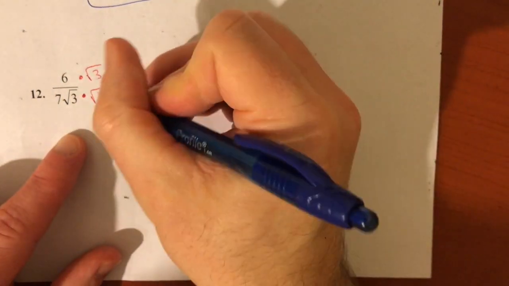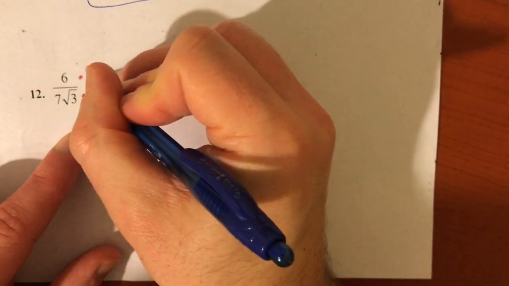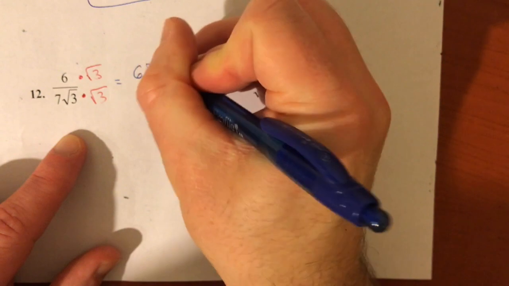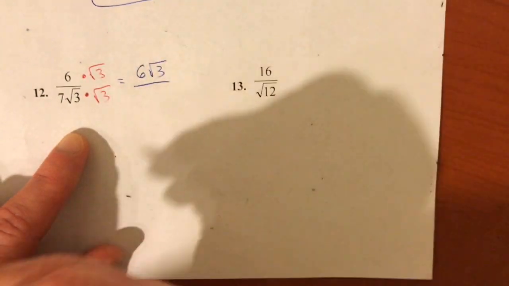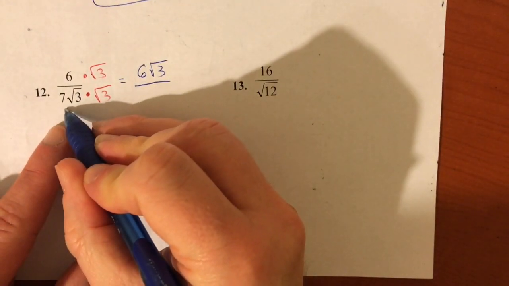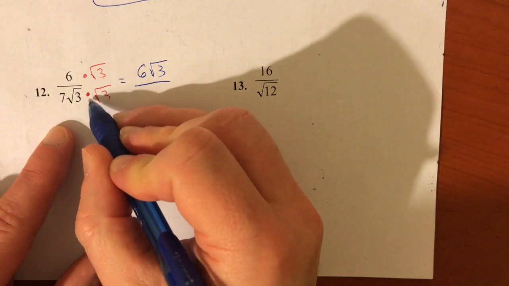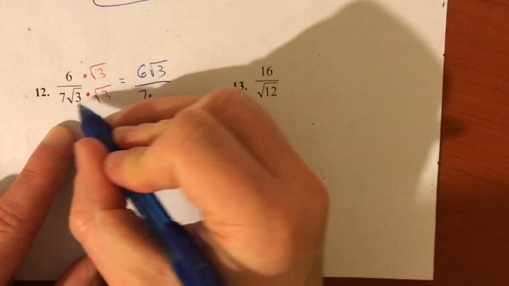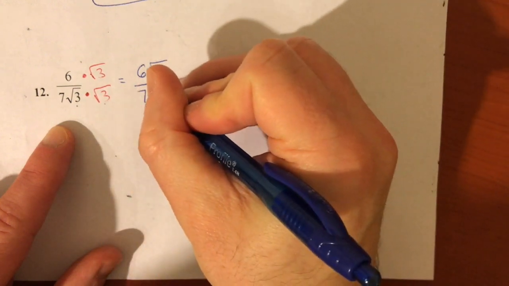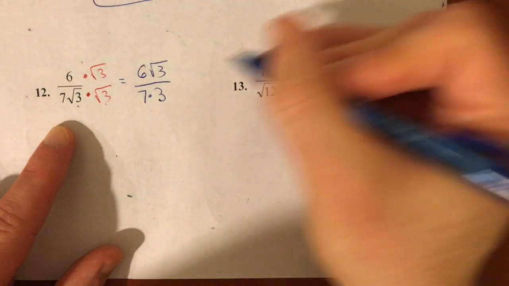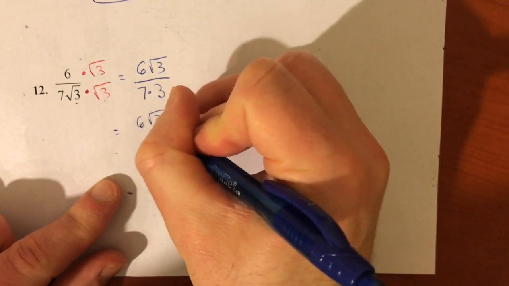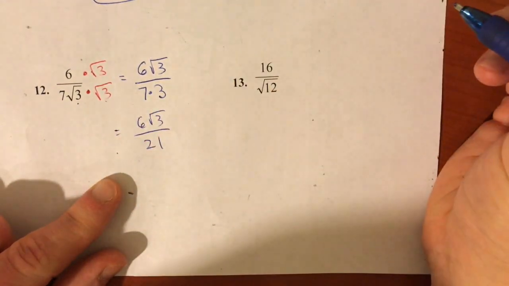What does that give you? In the top, 6 times root 3, again, that's a radical times a non-radical, just gives you 6 root 3. In the denominator, be a little careful because of that 7. That's 7 times 1, that's really out in front, so you get 7 times root 3 times root 3, which is 3. So now you really have 7 times 3 in the bottom, and you'll have 6 root 3 over 21.